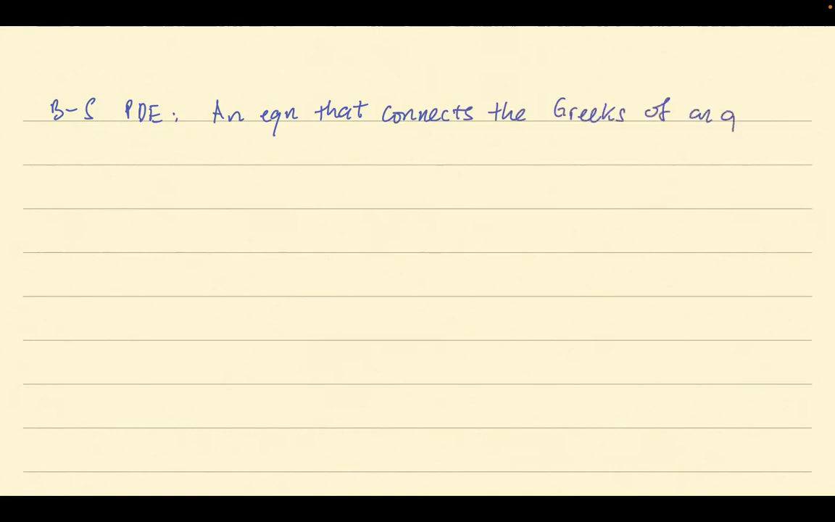So to continue where we were last time, let's start discussing the topic of the Black-Scholes PDE. First of all, the Black-Scholes PDE is an equation that connects the Greeks of an option. Well, I want to say this, I don't want to write down the equation right away.